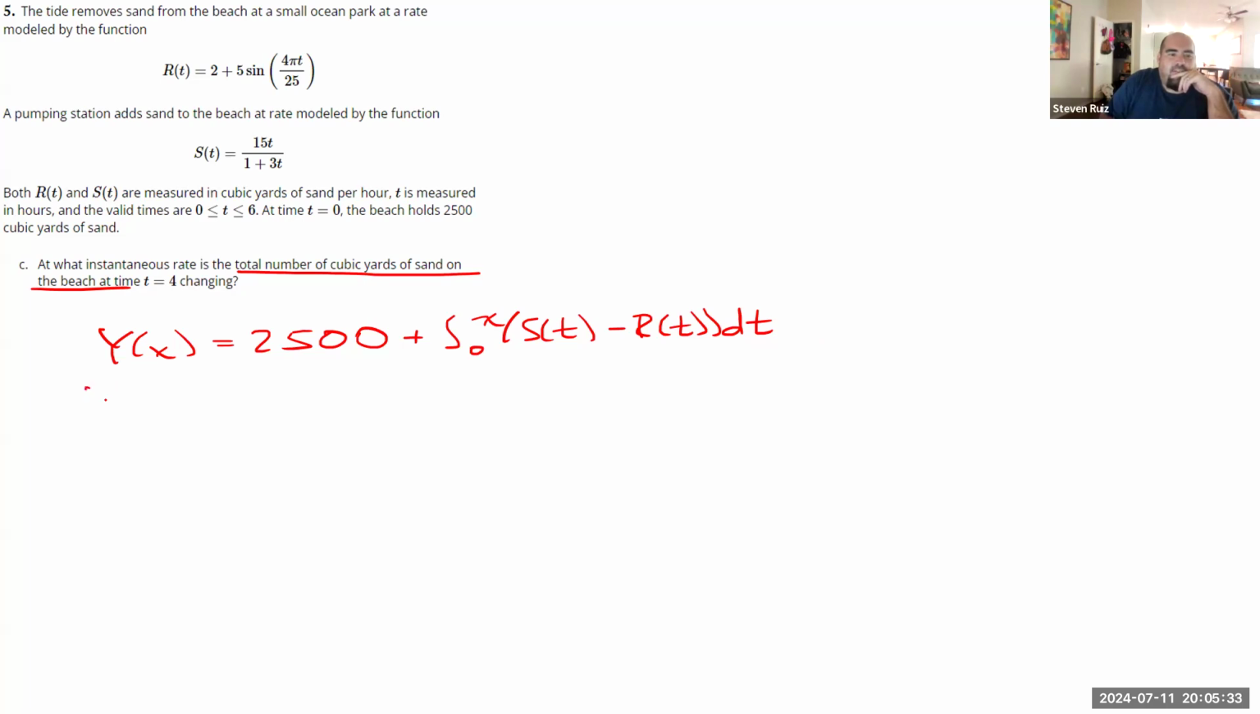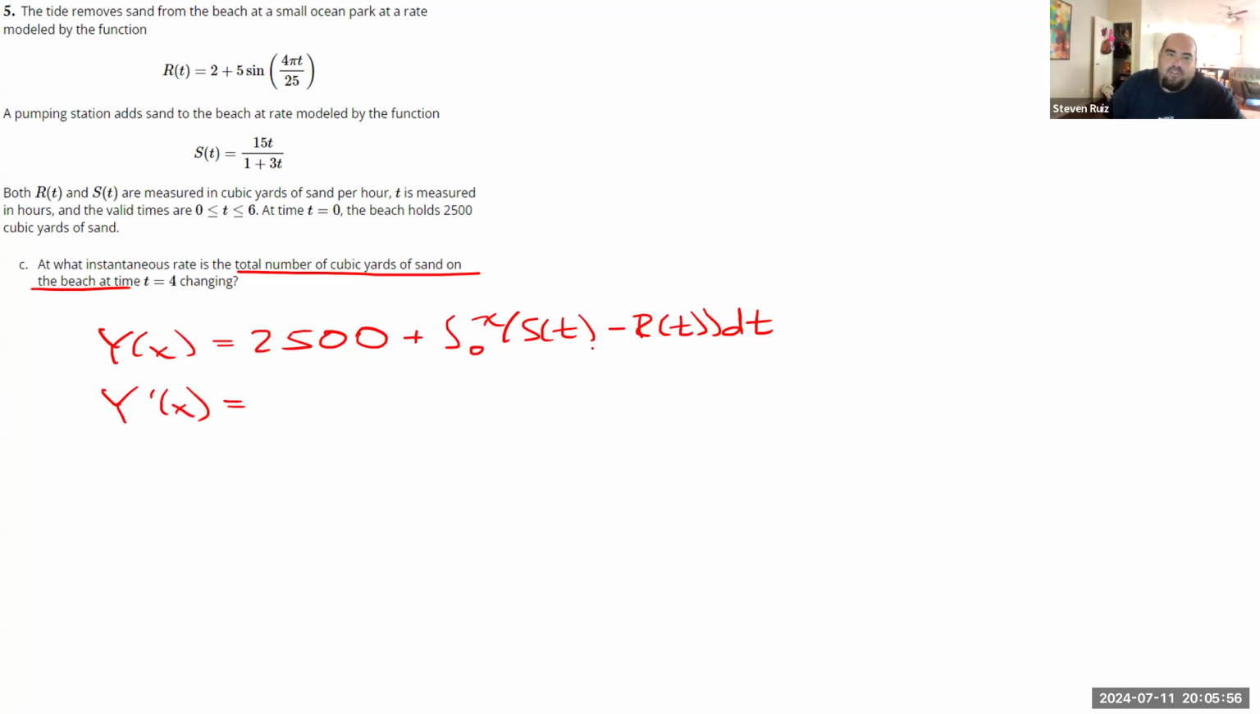So let's do that first. I want to find the derivative. So what is y prime of x? Y prime of x will be equal to, well, the derivative of 2,500. That's going to be 0 because 2,500 is a constant. But what about the derivative of this integral?